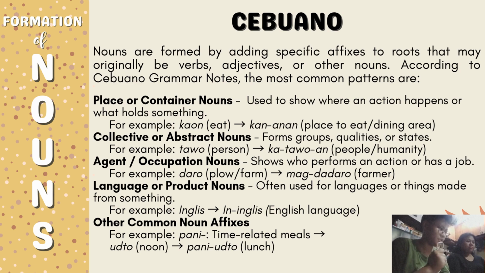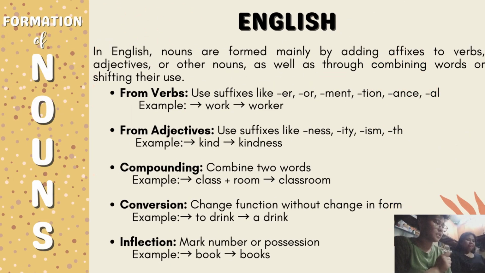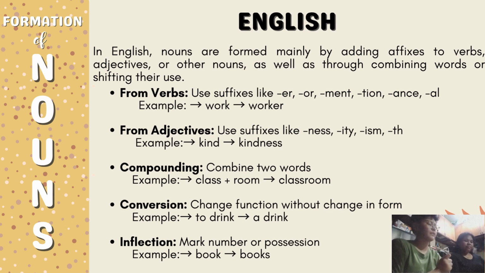Next page. In American English, nouns name people, places, things, or ideas, and are formed through several methods like adding suffixes such as -ment or -tion to verbs, using endings like -ness, -ity, or -th with adjectives, combining two words into compounds, shifting word class without changing spelling, and adding inflections to mark number or possession. Next slide.